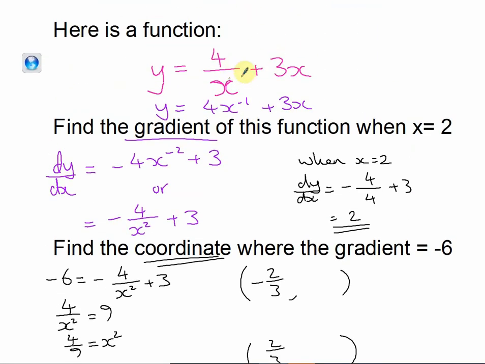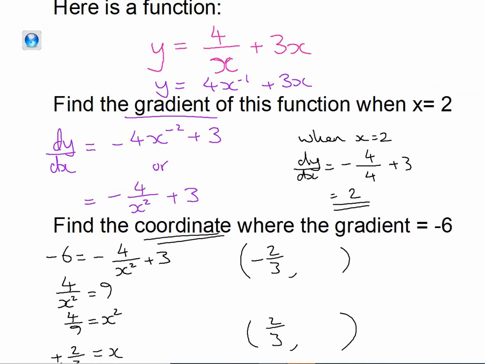So here's our formula for the y values. I'm going to type in minus 2/3 on my calculator, and sub that into here. So I'm going to do 4 divided by my answer plus 3 lots of my answer, and I get minus 8. I'm going to do exactly the same thing, but with 2/3. So 4 divided by my answer plus 3 lots of my answer, and I get 8. Okay, so there you have it.